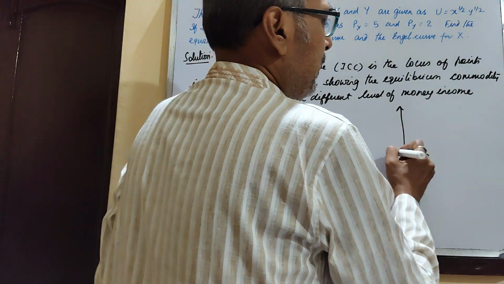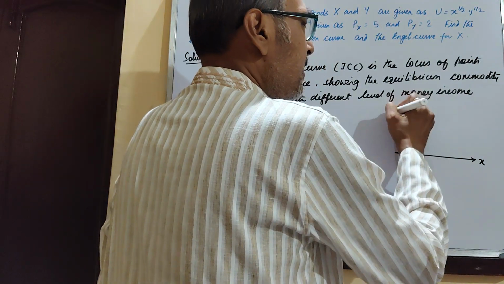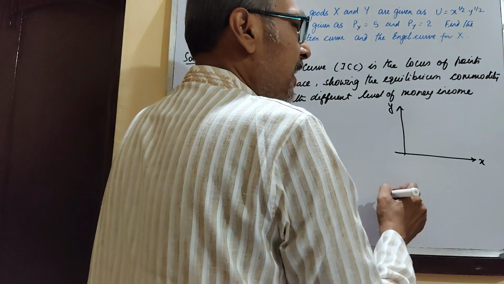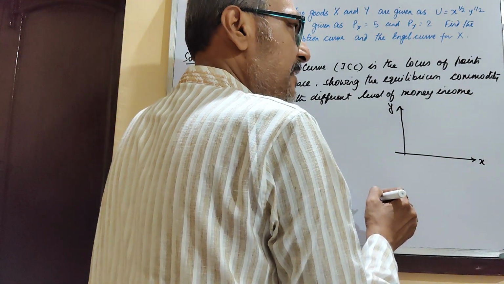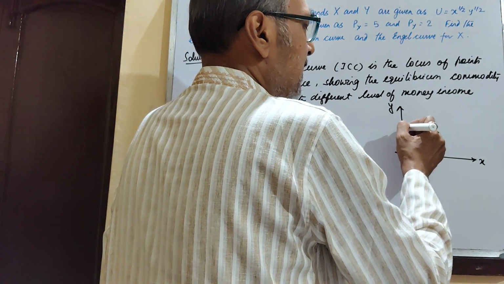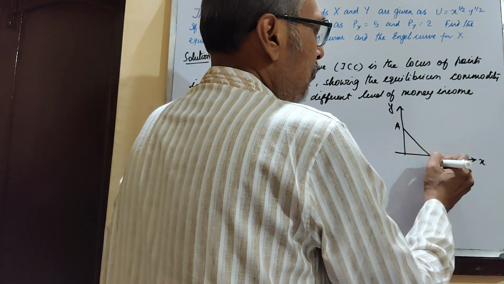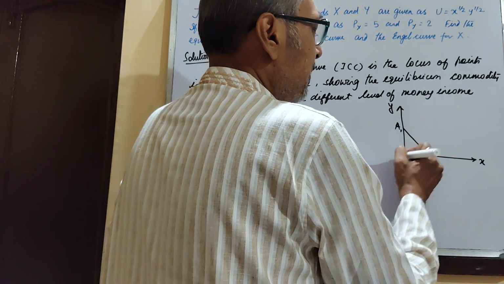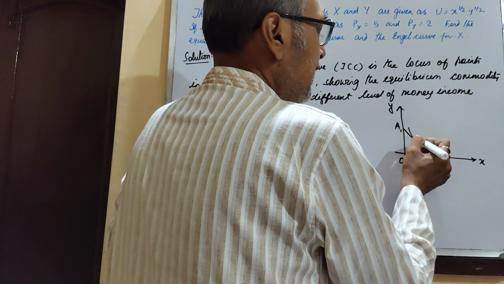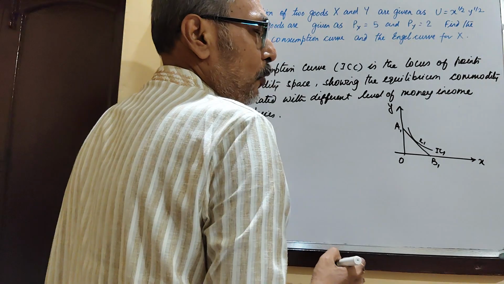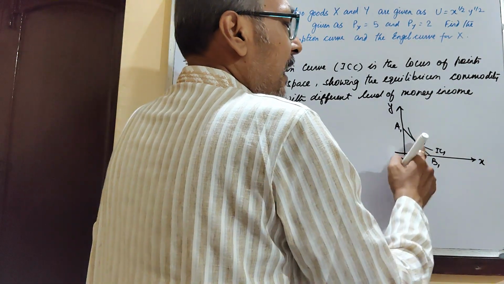In a two commodity world, we measure commodity X on the horizontal axis and quantity of commodity Y on the vertical axis. A consumer wants to maximize utility subject to the budget constraint. This is the budget line. A1B1 is the budget line and this is the IC1, and E1 is the equilibrium point where budget line is tangent to the IC.